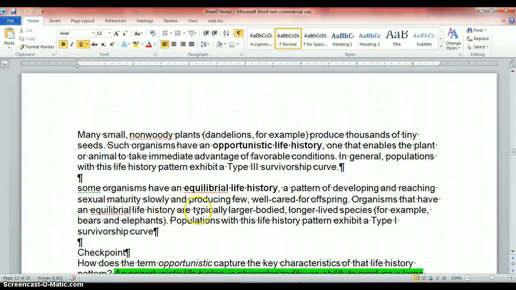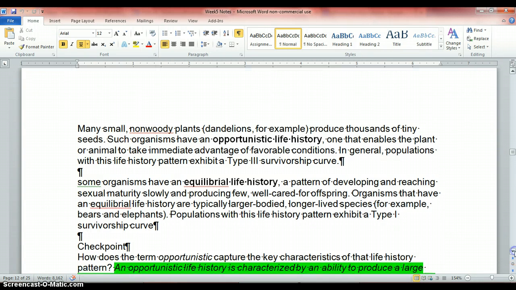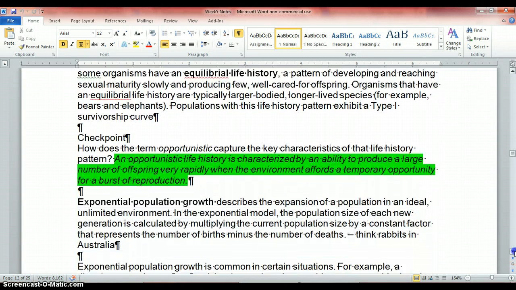Then some organisms have an equilibrium life history, a pattern of developing and reaching sexual maturity slowly, producing few well-cared-for offspring. Organisms that have an equilibrium life history are typically larger-bodied, longer-lived species. Bears, elephants, and this is going to be more like humans. So you're pretty standard in the beginning, and then you drop off as you get older because you live for a longer period of time. So you're not just trying for everybody at once.